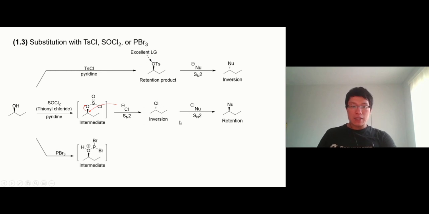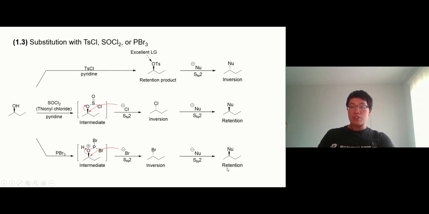Lastly, this one is similar to SOCl2. We use PBr3. You're going to get this compound first, and then bromide will attack. The leaving group leaves. You get the same thing. This is an SN2. Just like SOCl2, you're going to get bromine onto the carbon, the inversion product, because there's an SN2 right here. TsCl doesn't have SN2. If you add a new nucleophile right here after that, you will get a retention product.